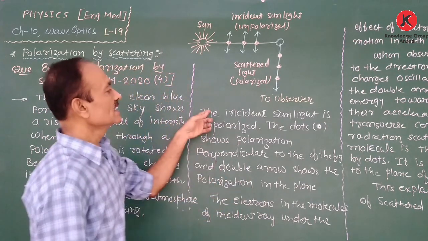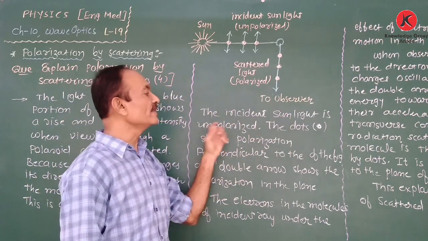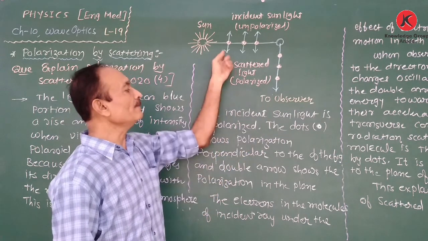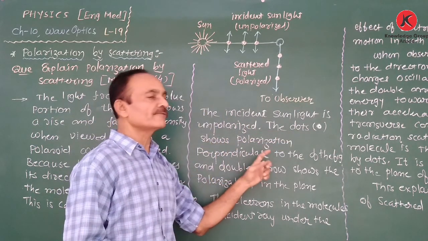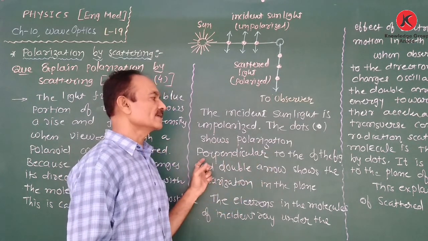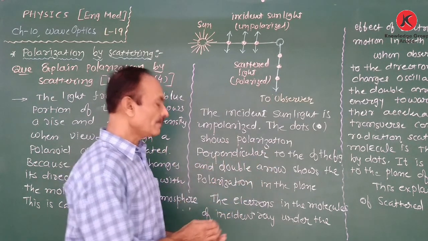So for that purpose, the incident sunlight is unpolarized. In unpolarized light, the dot shows the polarization perpendicular to the figure, perpendicular to the plane of the figure.